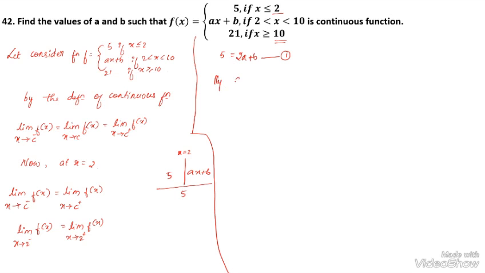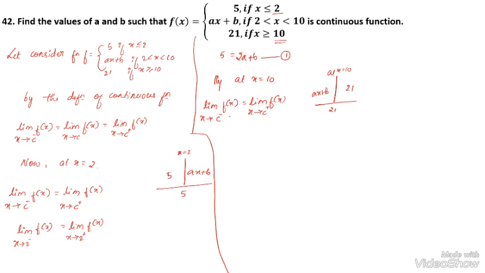Similarly, at x is equal to 10. Here also I take the function at x is equal to 10. The given function is 21 at x is equal to 10. For x less than 10, it becomes ax plus b. For x greater than 10, it becomes 21. So I directly use the definition: limit x tends to c minus f of x is equal to limit x tends to c plus f of x.